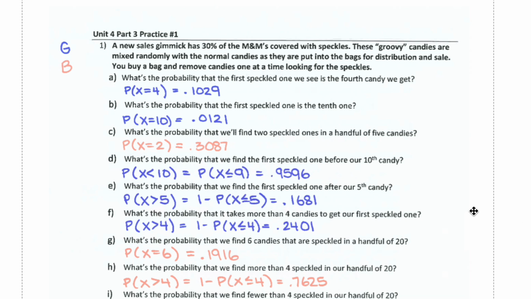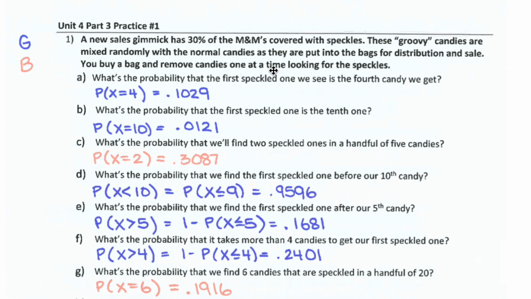So looking at question 1, M&Ms, feel free to pause and read it by yourself. So we know the P is equal to 0.3. We're told that 30% of the candies are speckled. So P is 0.3. Part A, we want the probability that the first speckled candy is the fourth one. This is geometric. So the formula is 1 minus P raised to the x minus 1 power times P. Therefore, plug in the values, 0.7 raised to the third power times 0.3 is equal to 0.1029.